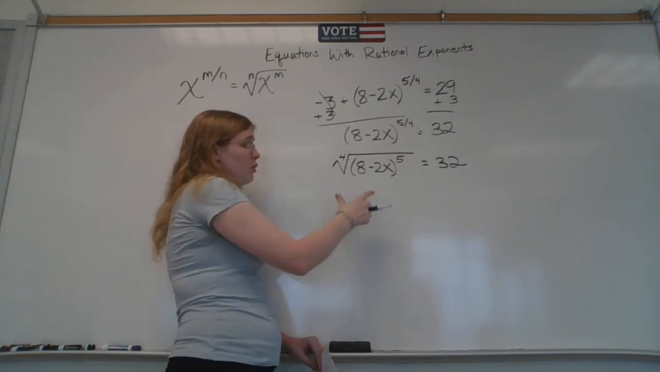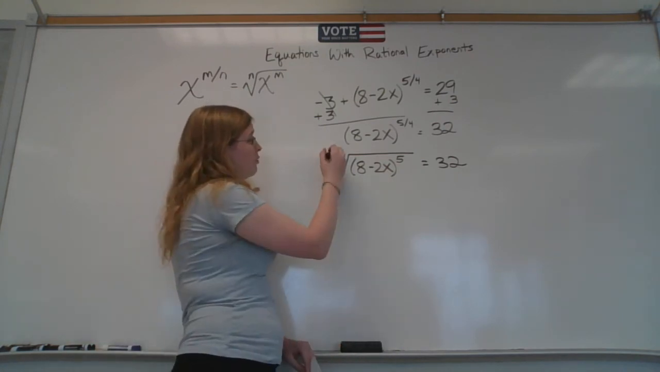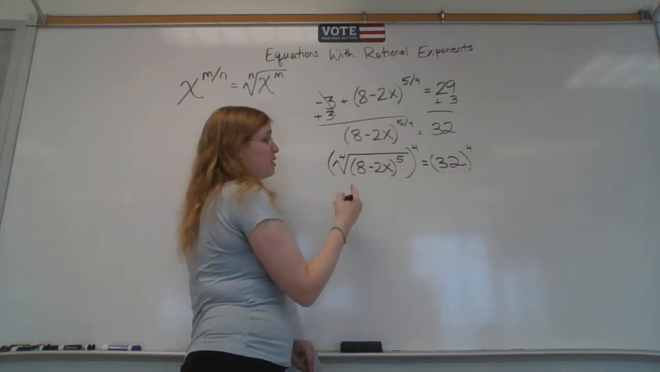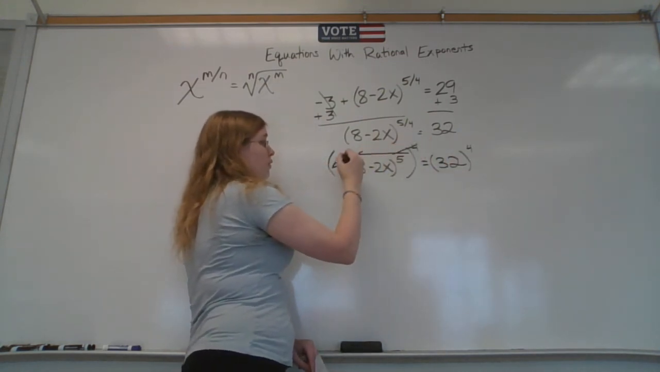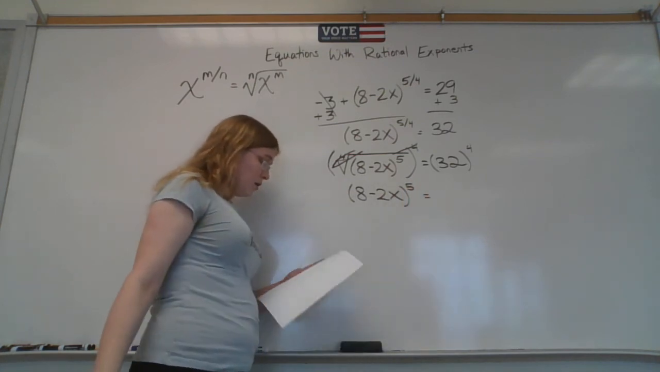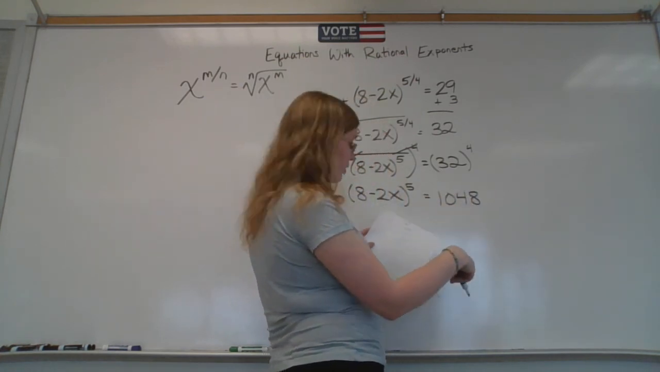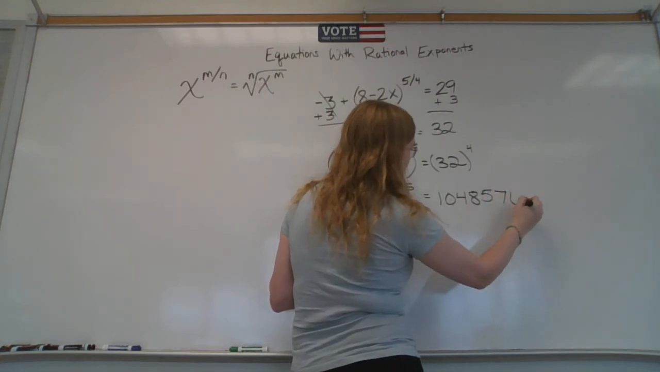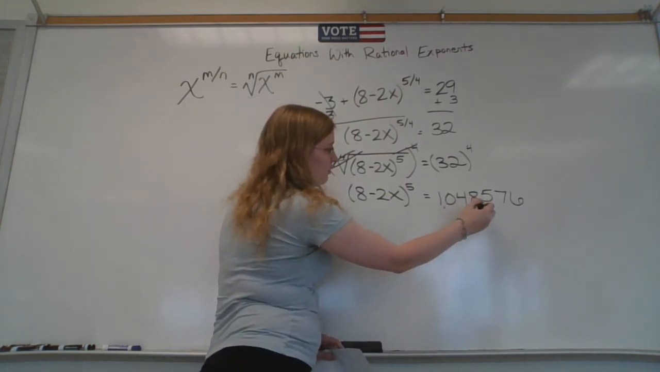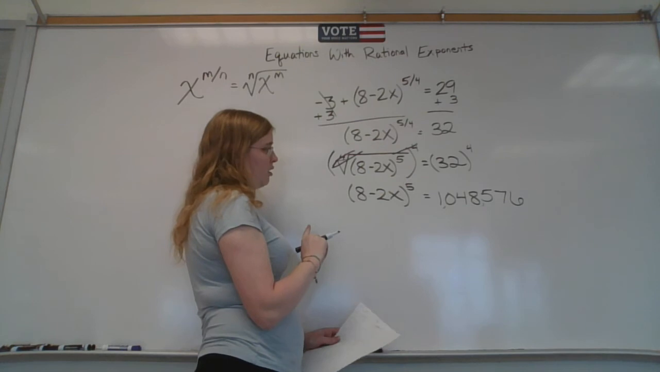All right. Before we can get to the 8 minus 2x to the 5th, we have to get rid of that 4th root. So we cancel out 4th root with 4th power. And we got to do the same to both sides. That's going to be a big number. 4th root and 4th power cancel out. 32 to the 4th power gets crazy. And again, you can do this on the calculator. I did this on the calculator. I can multiply 32 times 32 times 32 times 32 by hand, but why? Okay. So that's 1,048,576.